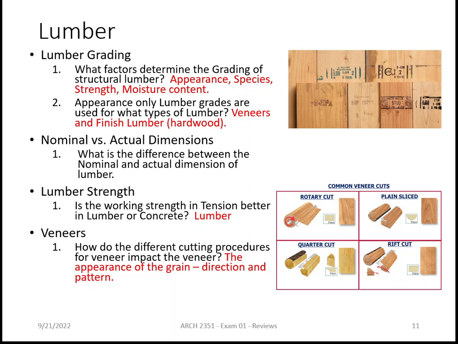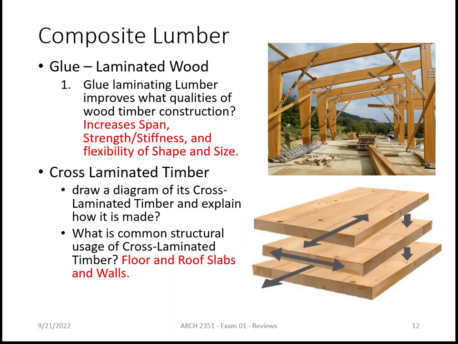Composite lumber. Glue laminated lumber. Glue laminated lumber improves what qualities of the wood timber construction? Well, it's right there, right? By laminating different pieces of lumber together into a glue laminated piece, we can span greater distance than we could with the same dimensional size of just pure lumber, okay? We can shape it into different forms. We can make curved beams really easily. Not really easy, but easier, okay? And it has greater strength and stiffness. That's the reason we can span greater distances.